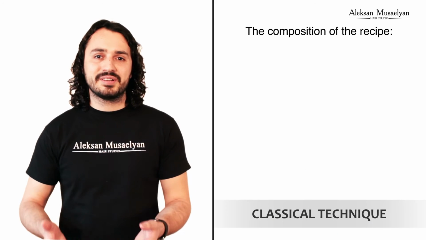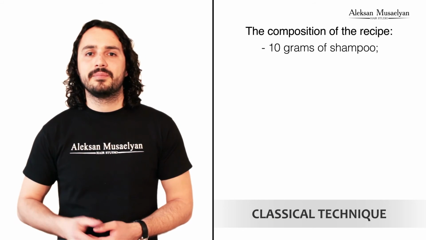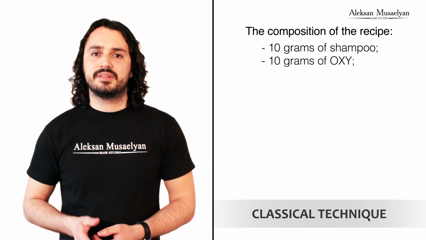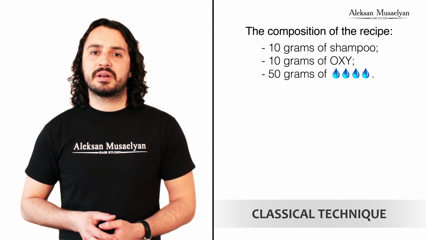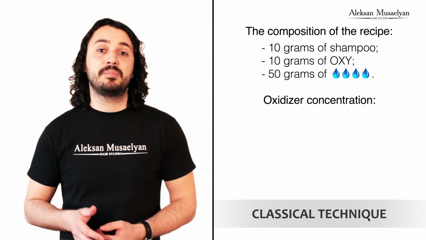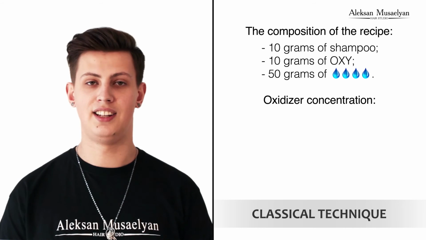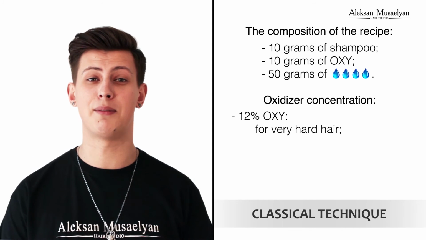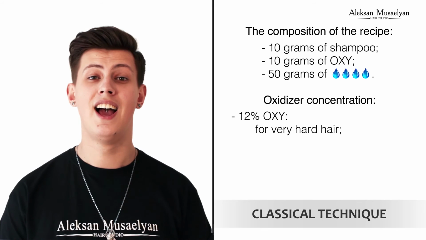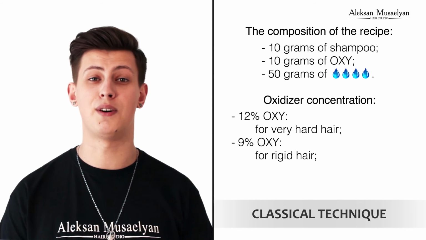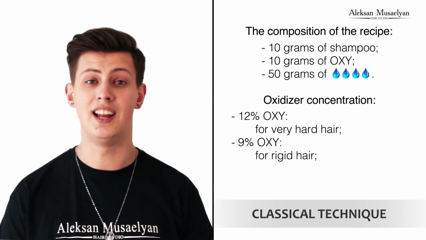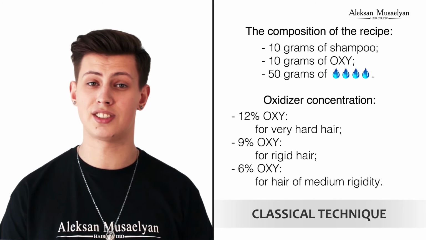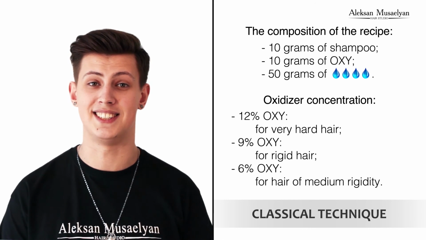The classical technique of cuticle loosening. The composition of the recipe: 10 grams of shampoo, 10 grams of oxidizer, 50 grams of water. The concentration of the oxidizer depends on the rigidity level of gray hair. For very hard Asian hair, you will need 12% oxidizer. For European rigid hair, you will have to take 9% oxidizer, and for European hair of medium rigidity, it is recommended to use 6% oxidizer.